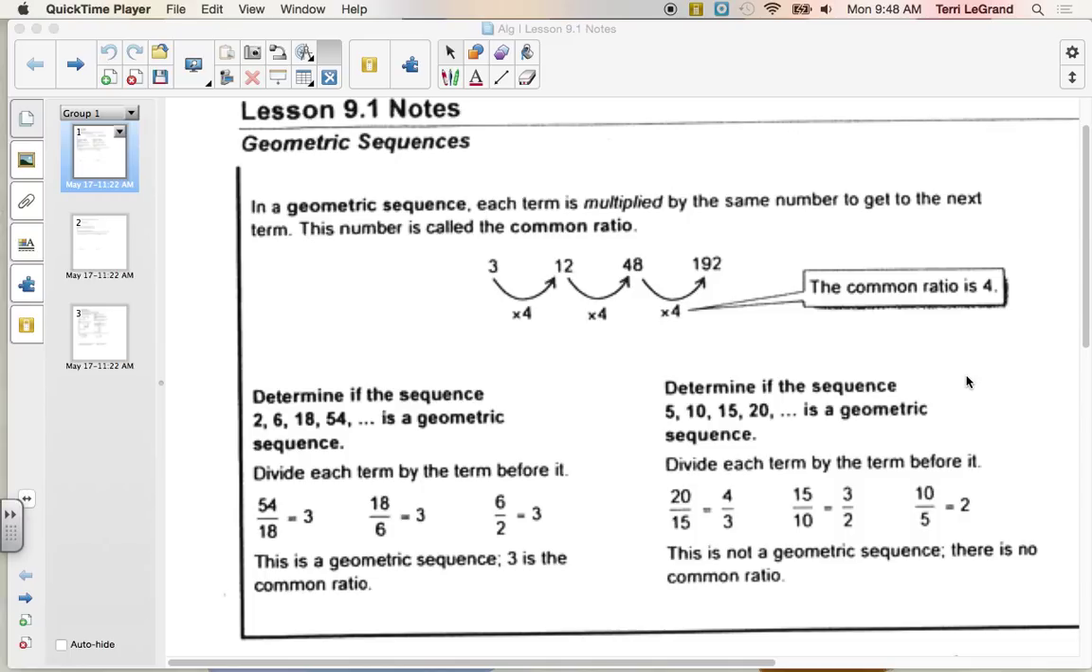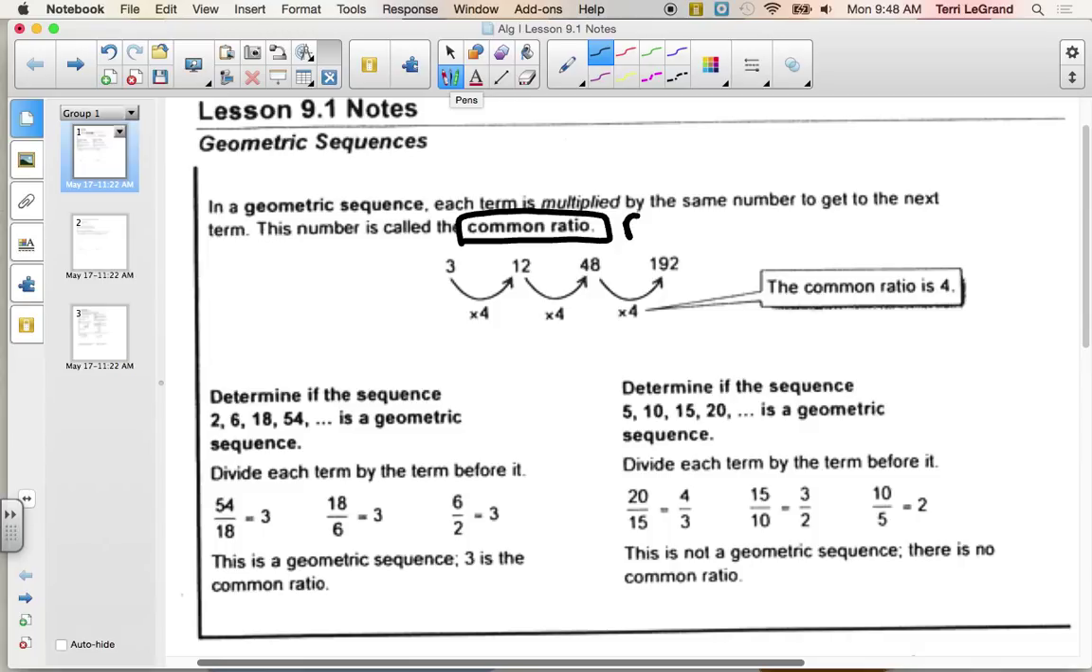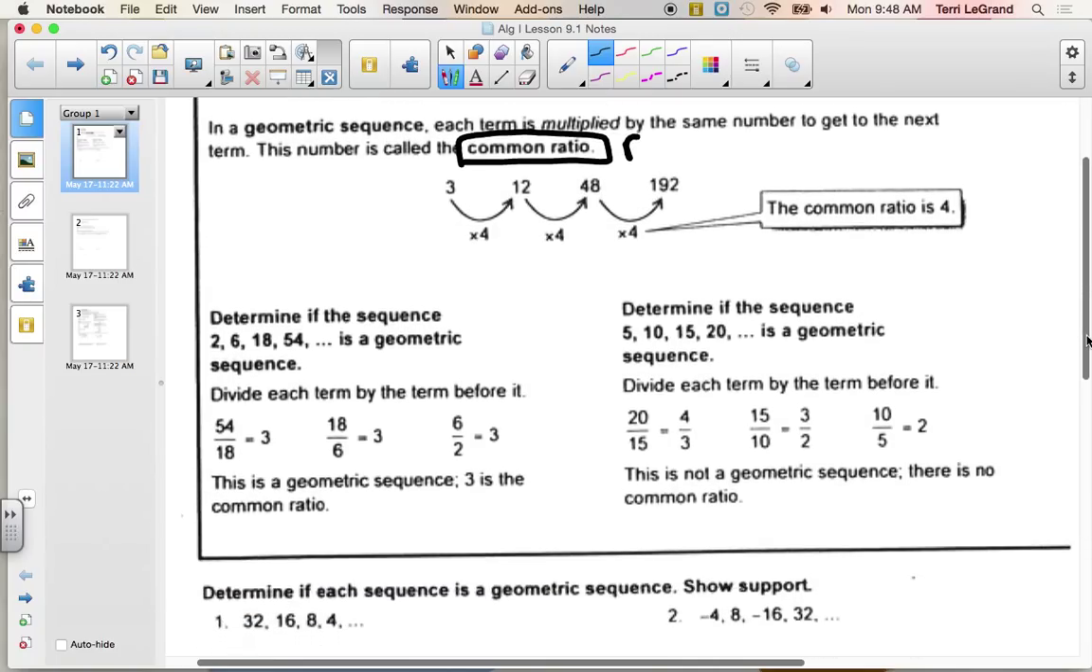In a geometric sequence, each term is multiplied by the same number to get the next term. And this number is called, I would like you to underline this because this is going to be a really big deal. We're going to use it a lot. That number that you multiply by to get the next term is called the common ratio. And we abbreviate that in a formula with little r. Okay? So the common ratio. If there is a common ratio, then we say it is a geometric sequence.